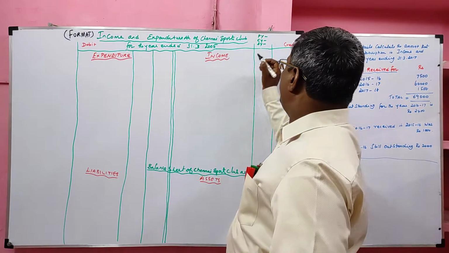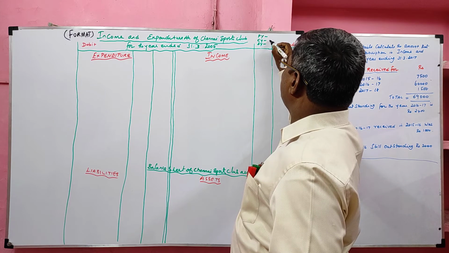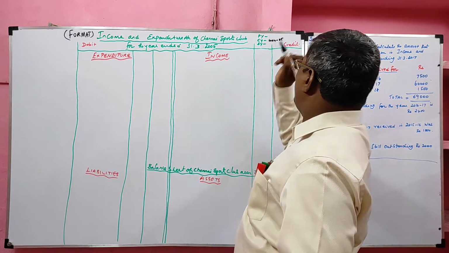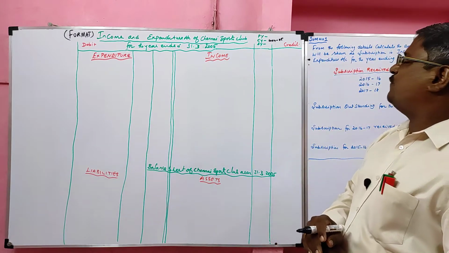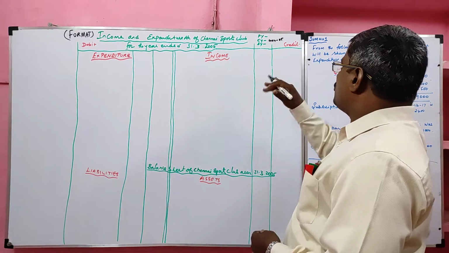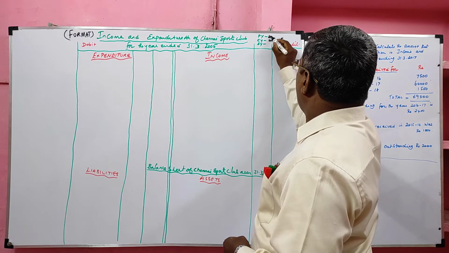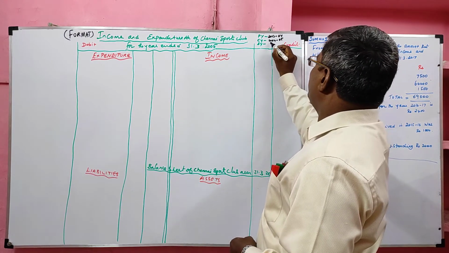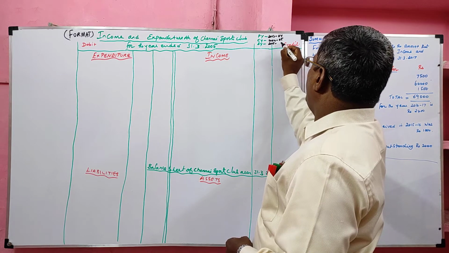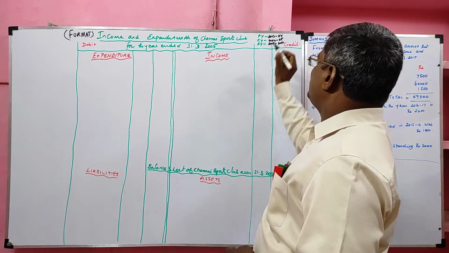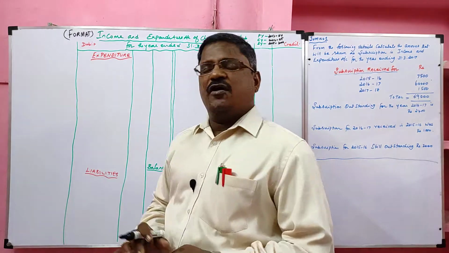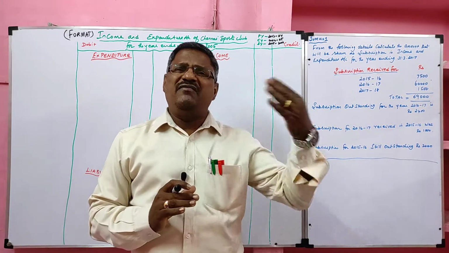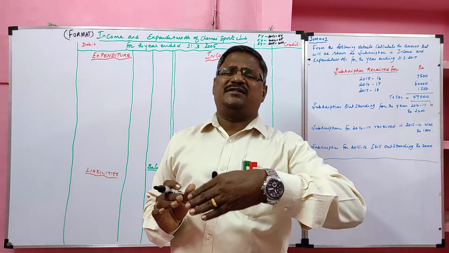So our current year, CY, is 2004-2005. Our current year is 2004 and 2005. Our previous year is 2003-2004. Our subsequent year is 2005-2006. First we should draw this. With the help of that period ending, we should ascertain the previous year, current year and subsequent year.